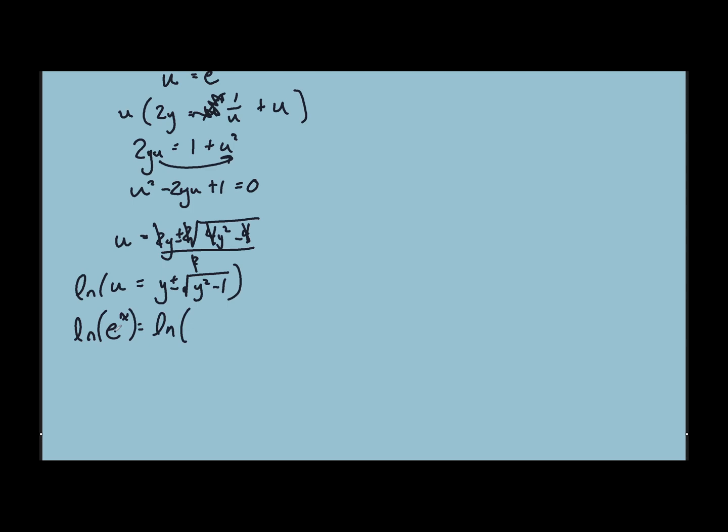Because what does this become? ln of e to the something is just the something. So x is going to equal the natural log of y plus y squared minus 1. I did check, only the plus version works. So this is arc hyperbolic cosine.